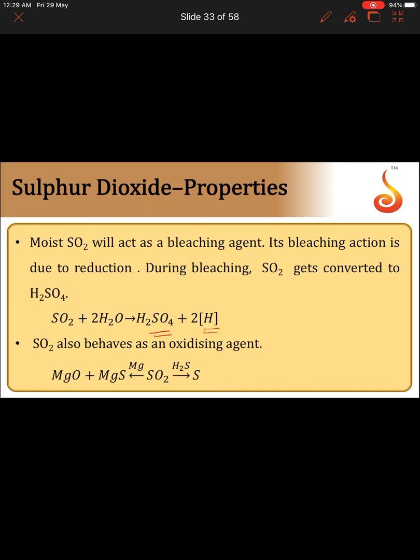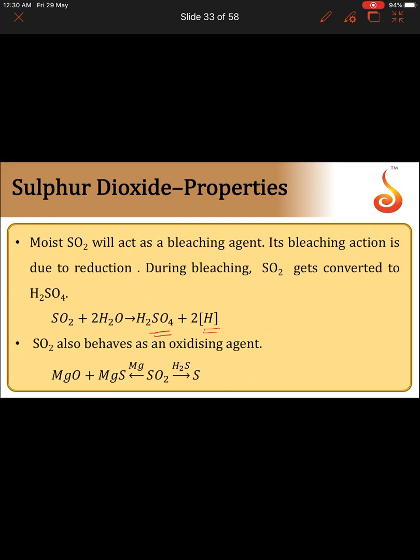Its reducing character is due to the evolution of nascent hydrogen. And one more important point here, bleaching by SO2 is however temporary. When the bleached article is exposed to air, it regains its color due to oxidation. Okay, and then SO2 also behaves as an oxidizing agent. It acts as a mild oxidizing agent, particularly when it reacts with strong reducing agents.